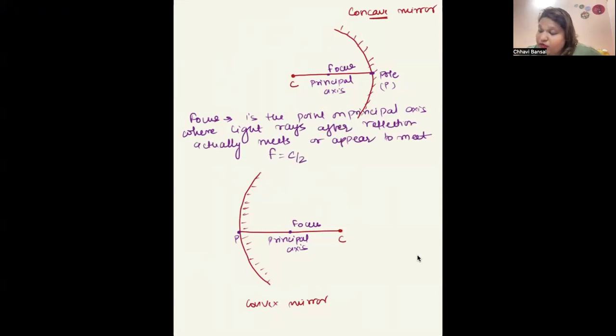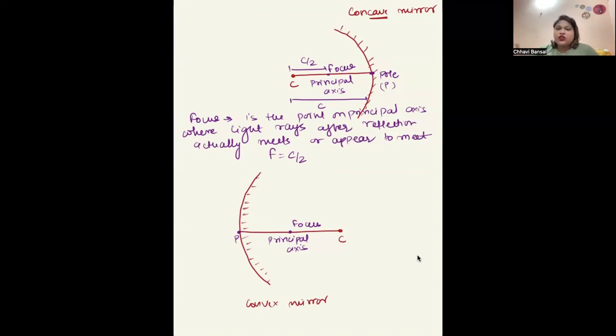And if you see, this focus F is equal to C by 2. The distance from the pole to the center is, for example, C. Then the focus is C by 2. Means the focus is always present at half of the radius of curvature. Half of the distance from the center to the pole, that is where the focus is present. This is what focus is.